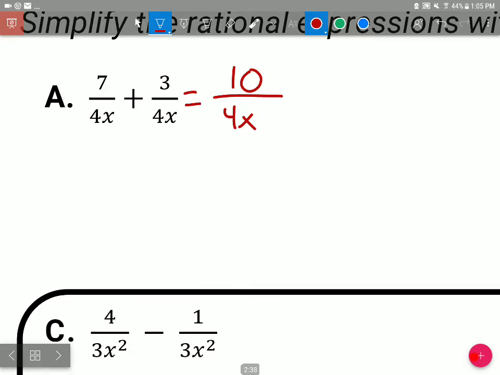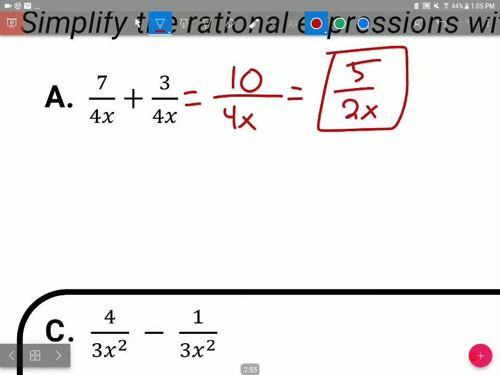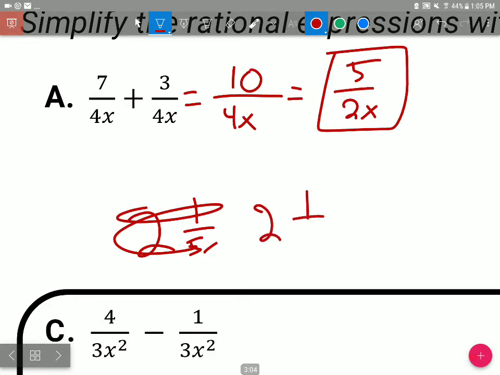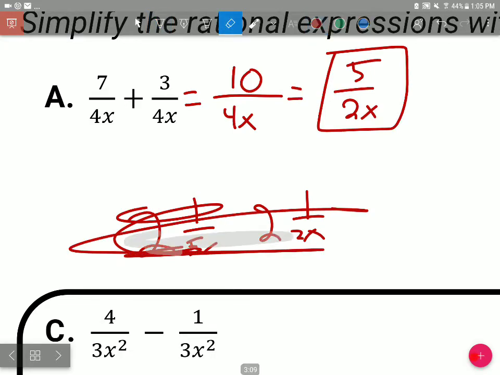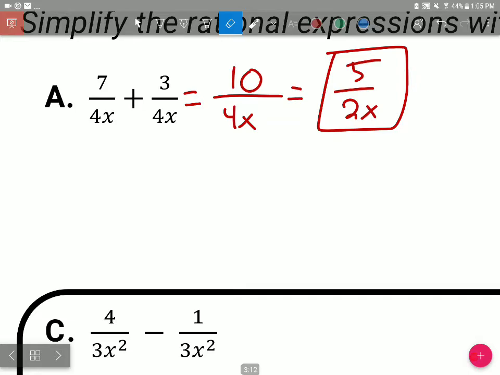Cool? Now, can you reduce this? Yes. You can divide them both by what? 2. So 10 divided by 2 is 5, and 4 divided by 2 is 2. Some of you might say it's 2 and 1 over 2x because you have to have a mixed number. I don't care, don't do that. I won't count it wrong if you do, but get in the habit of having the improper fraction. But anyways, so here we go.